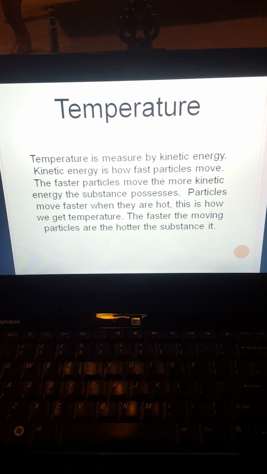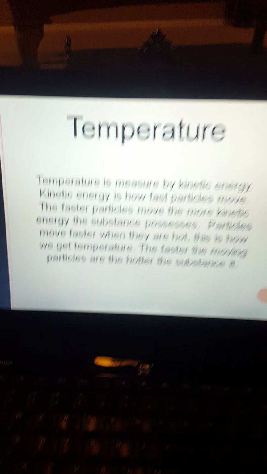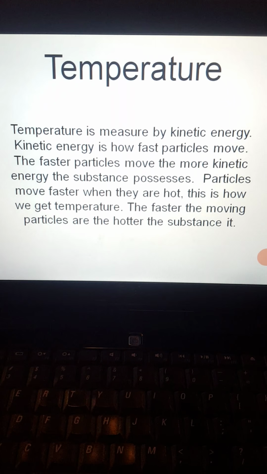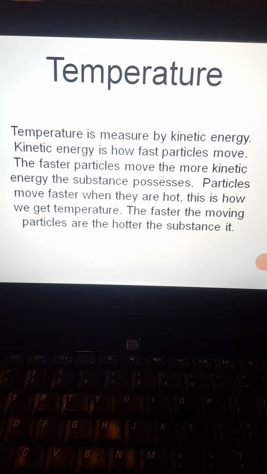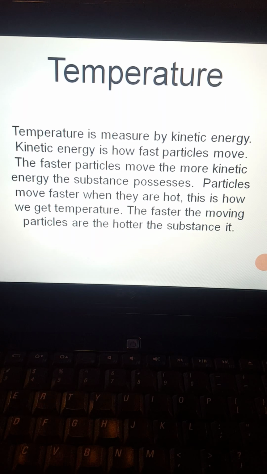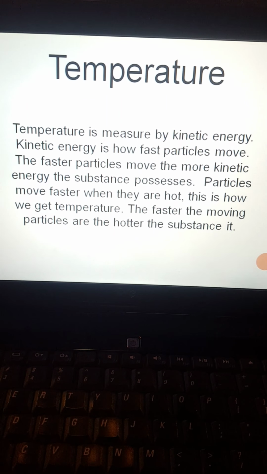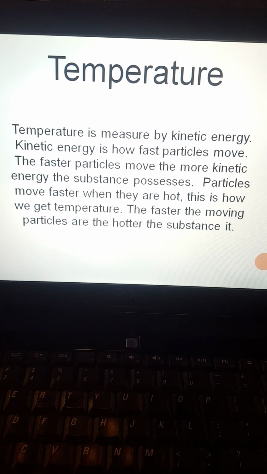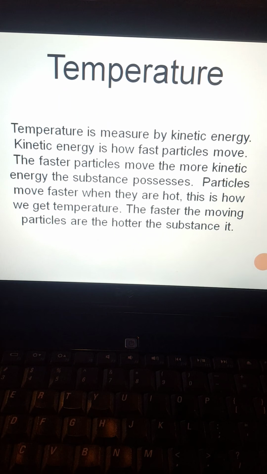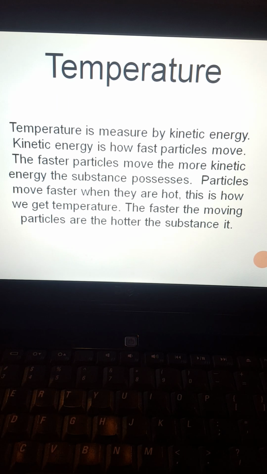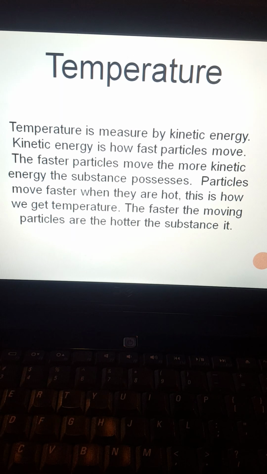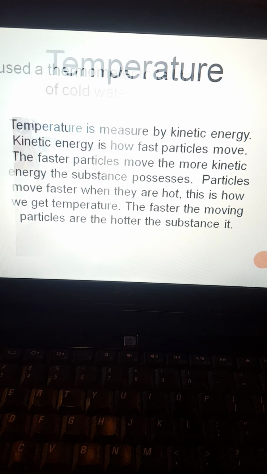Temperature. Temperature is measured by kinetic energy. Kinetic energy is how fast particles move. The faster the particles move, the more kinetic energy the substance possesses. Particles move faster when they are hot. This is how we get temperature. The faster the moving particles are, the hotter the substance is.